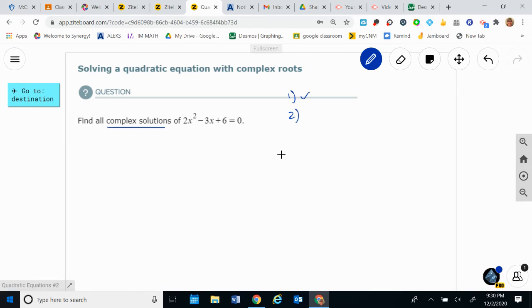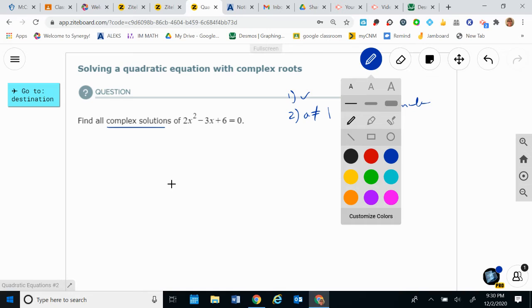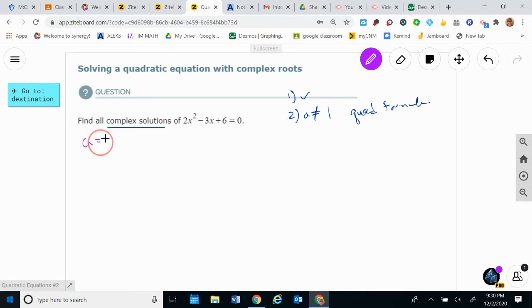I don't like completing the square, but we could. Oh, no, A is not equal to 1. Never mind. A is not equal to 1, so I'm going to use the quadratic formula. And I'm going to erase this. Okay, there we go. All right, so let me change color so I have a variation. A equals 2, B equals -3, and C equals 6.